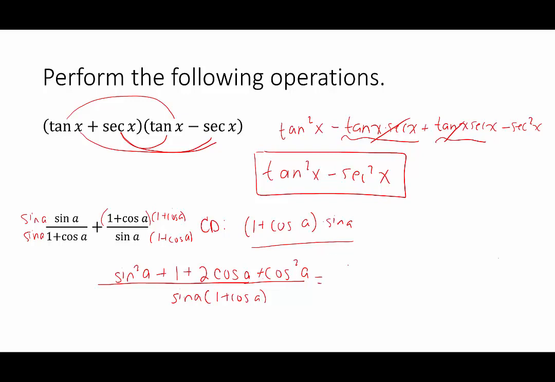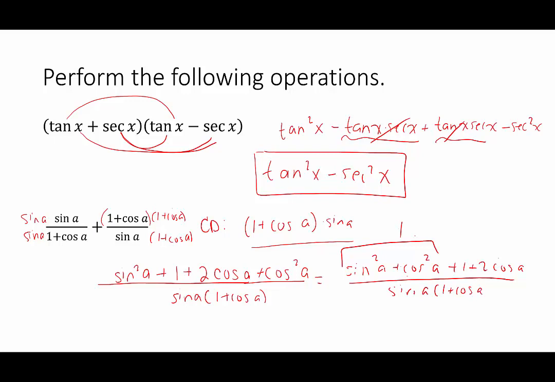So what I'm going to do is I'm going to rewrite the terms in a different order. So I'm going to have sine squared a plus cosine squared a, because this should jump out at you as equaling something else. Can you think of what that equals? That's one of the Pythagorean identities, and sine squared a plus cosine squared a is equal to 1. And we still have our denominator, sine of a times 1 plus cosine of a, and then we have 1 plus 1 is 2. I'm running out of space here. 2 plus 2 of cosine of a. That's going to give us sine of a times 1 plus cosine of a.